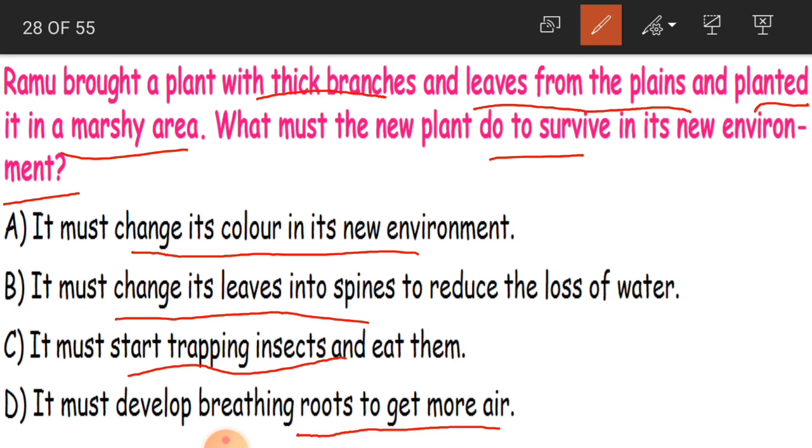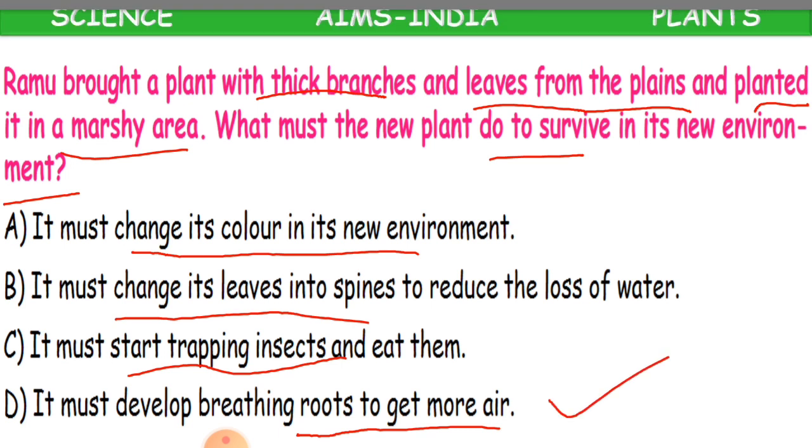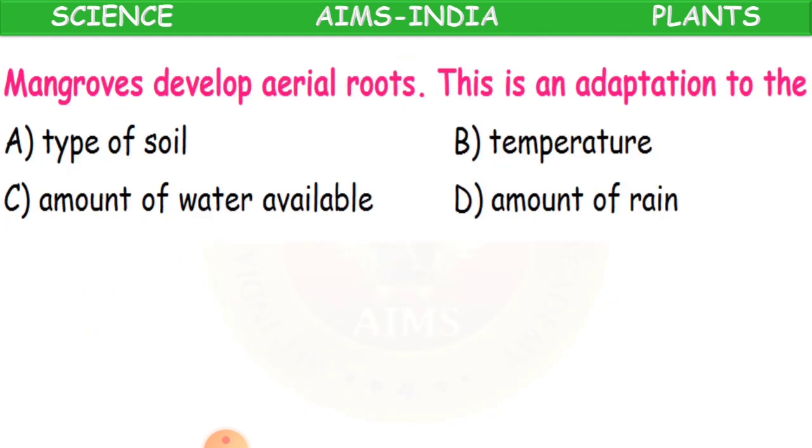Yes, children, because as we learned, marshy area plants have got breathing roots. Why? Because to get more air. So as this plant also has been planted here, for its survival, it must develop breathing roots to get more air. So D is the correct option. Clear, children? Now the next question. Mangroves develop aerial roots. This is an adaptation to the dash.